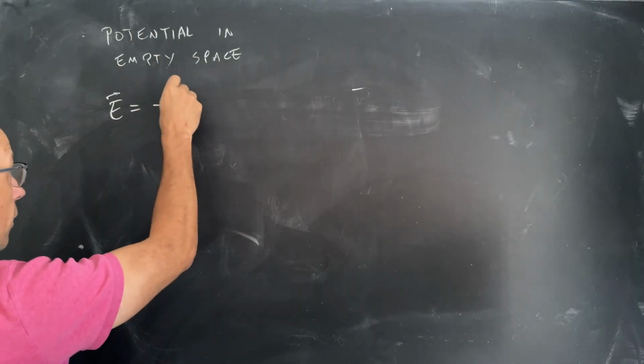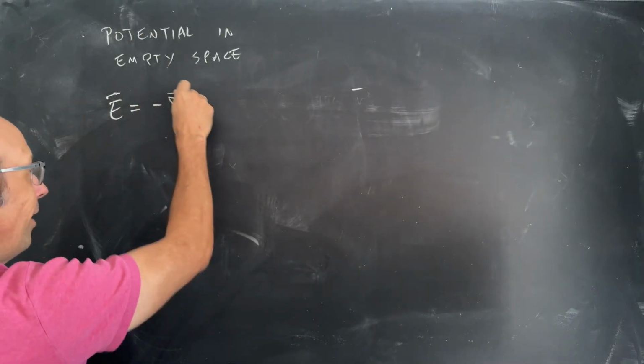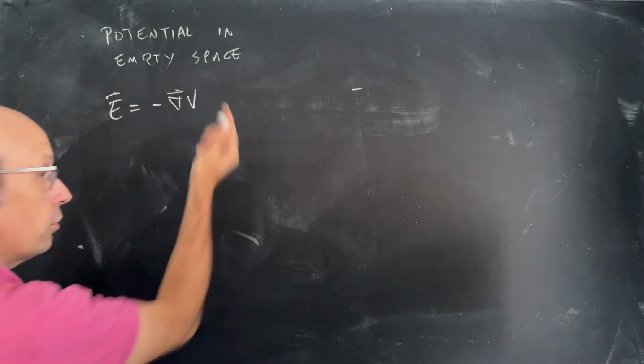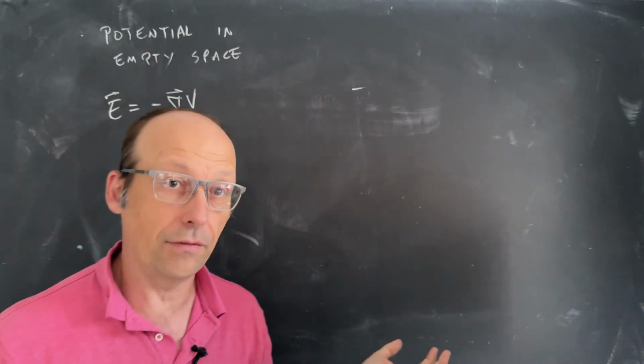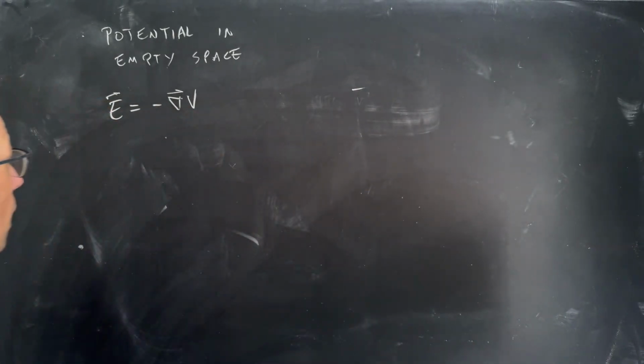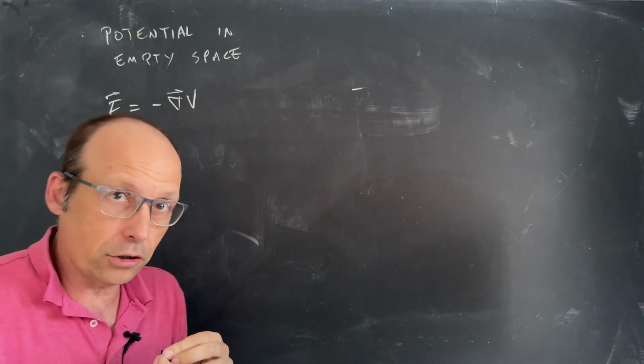It's negative the gradient of the potential. So if I know the potential all over space, I can find the electric field all over space. That's a pretty easy thing to do. It's not even a difficult derivative. Well, it could be. But what if we have the charge distribution instead?